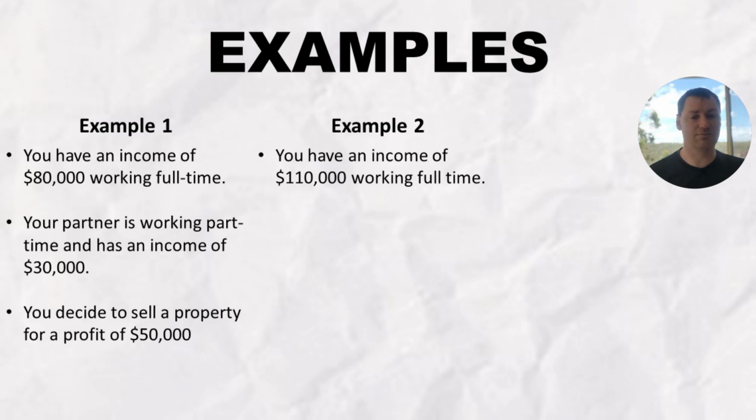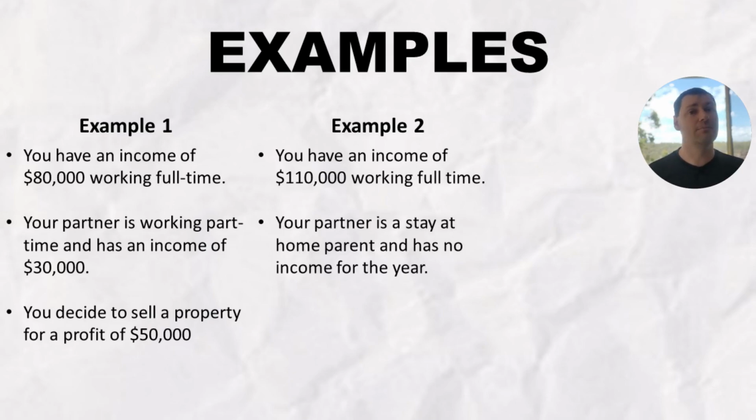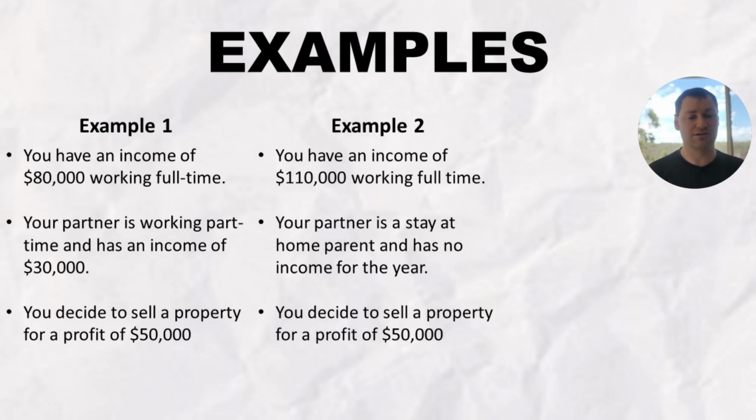Let's take a look at example number 2. We're going to shift the numbers around a little bit. So in this example, you now have a working income of $110,000, and your partner is now a stay-at-home parent and they have no income for the year whatsoever. So you still have a total gross income of $110,000. There was the 80 plus 30, and now it's just 110. But you still decide to sell the property for a profit of $50,000.